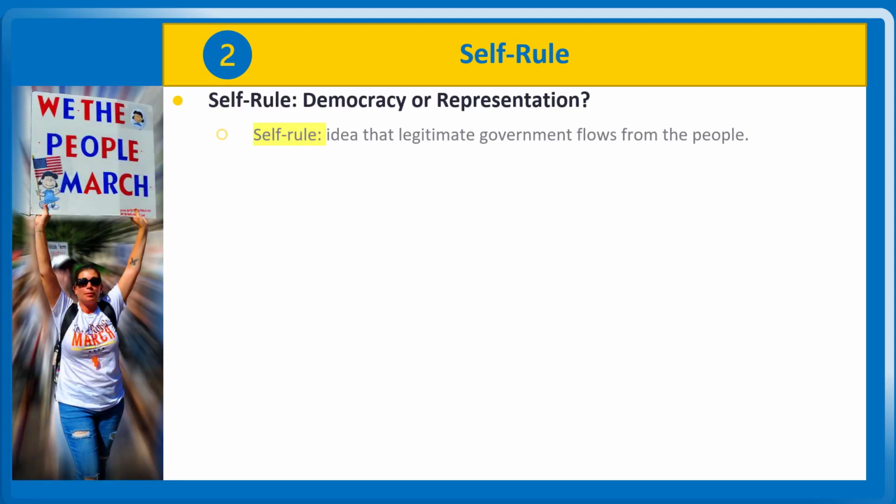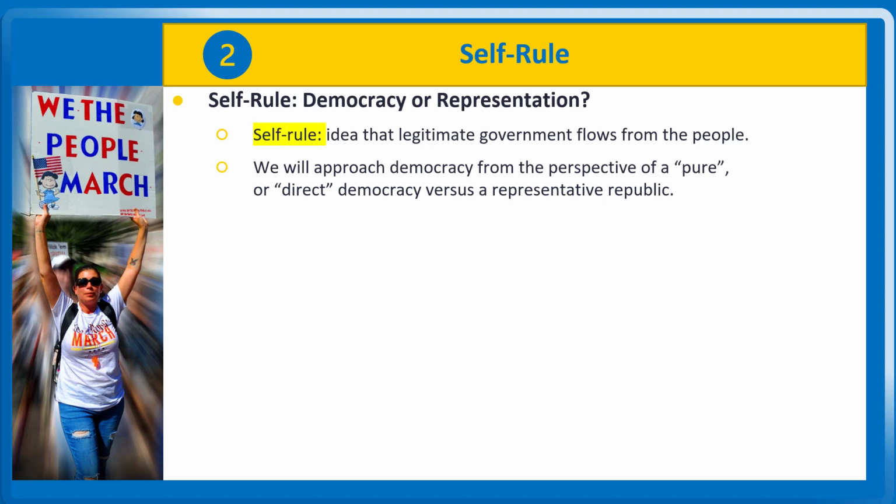As we've seen in previous modules, there are two distinct types of self-rule: a pure or direct democracy versus a representative republic. While these two types of self-rule are not mutually exclusive, we will be examining them from separate theoretical perspectives in order to get a better understanding of how they work.